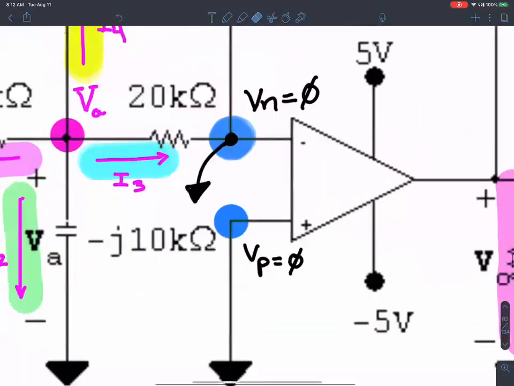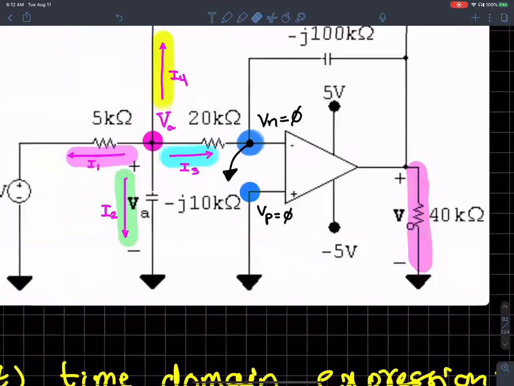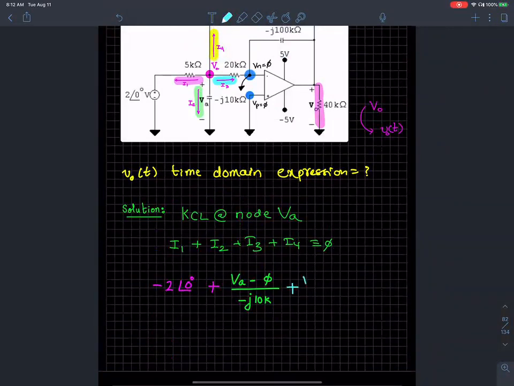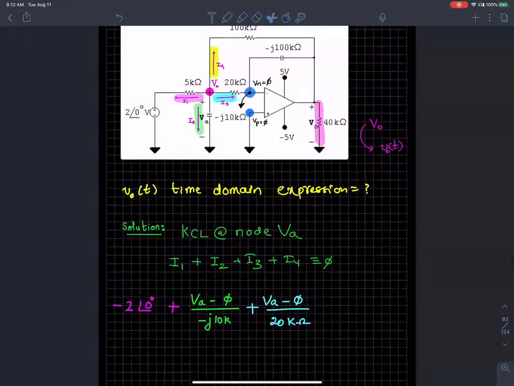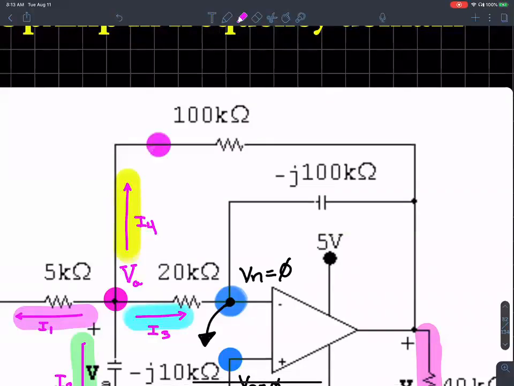Similarly, what's the current going through the 20 kilo ohm resistance? That'll be VA, this voltage, minus this voltage over 20 kilo ohms. So if I were to write the cyan equation here, I3 would be VA minus zero over 20 kilo ohms, right? That's I3. And then there is, of course, I4, which is going north. I4 is going to be VA minus VO over 100 kilo ohms. All of that equals zero. So I4 is this voltage minus this voltage over 100 kilo ohms.